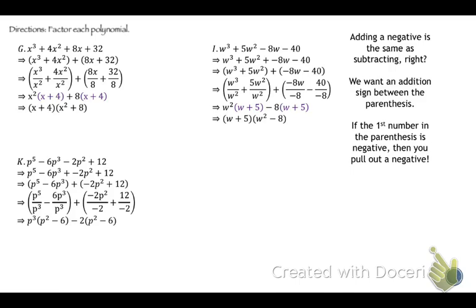Pull out that p cubed, you're left with p squared minus 6. Pull out that negative 2, you're left with p squared minus 6. Sweet. So the p squared minus 6's are the same. So you have p squared minus 6, 3p minus 2. Kind of fun, right? I want you guys to try those examples.